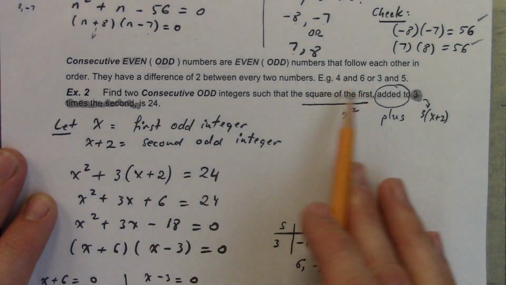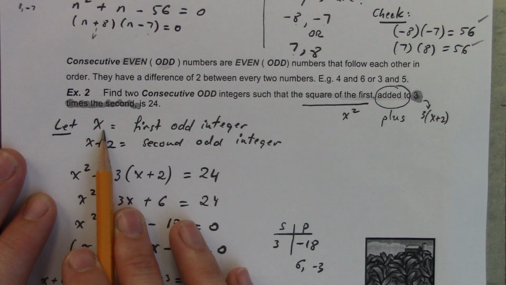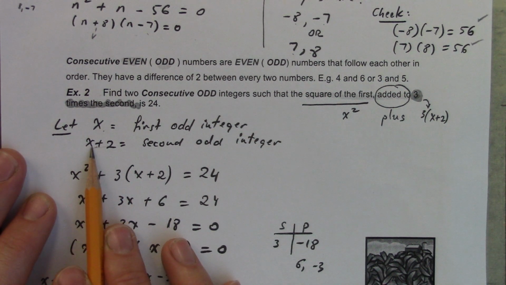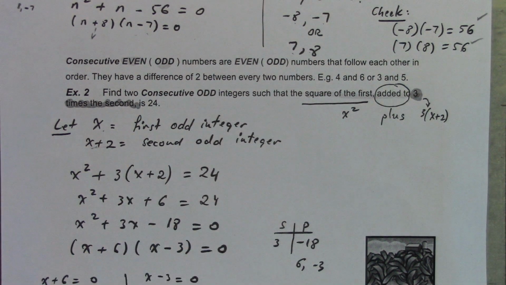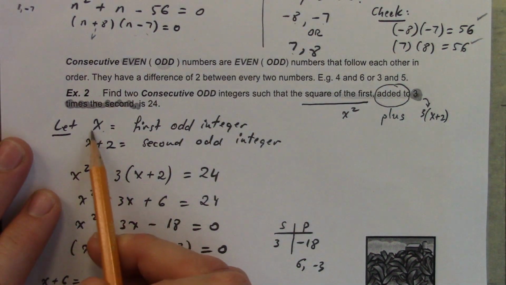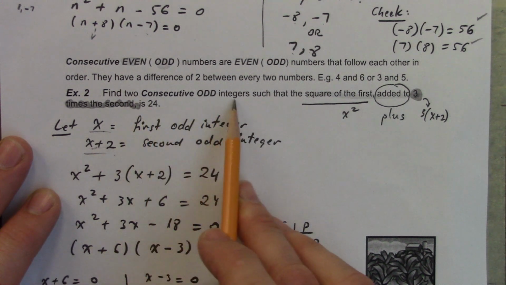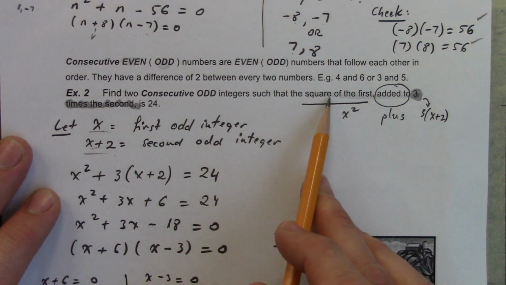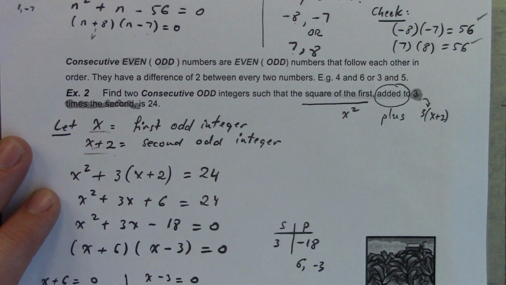So then if we know that they're 2 numbers apart, we can say let the first number be the first odd integer, let's call it x, and the second one is going to be the second odd integer, x plus 2. We're adding 2, right? When we go through odd numbers, 3, 5, 7, 9, 11, you're always adding 2 to get your odd numbers. All right? So if these are our 2 numbers, it says they have a difference of 2. Find 2 consecutive odd integers such that the square of the first added to 3 times the second is 24.